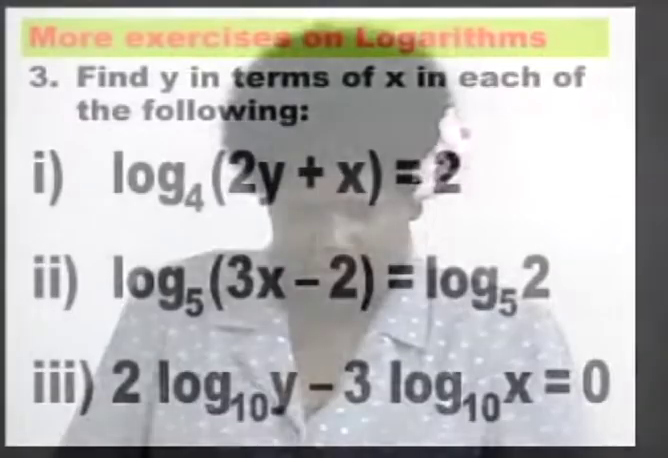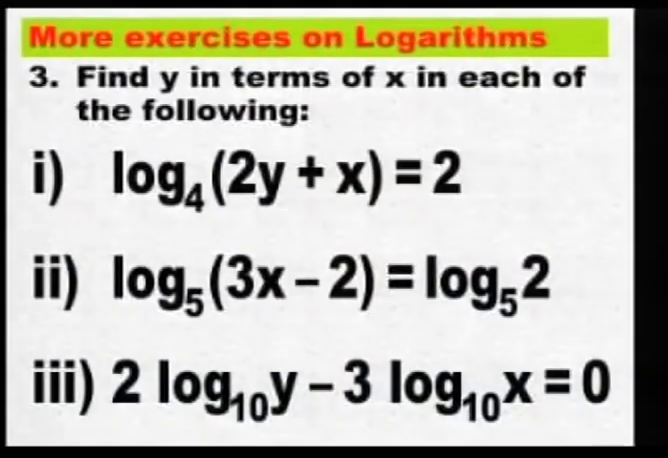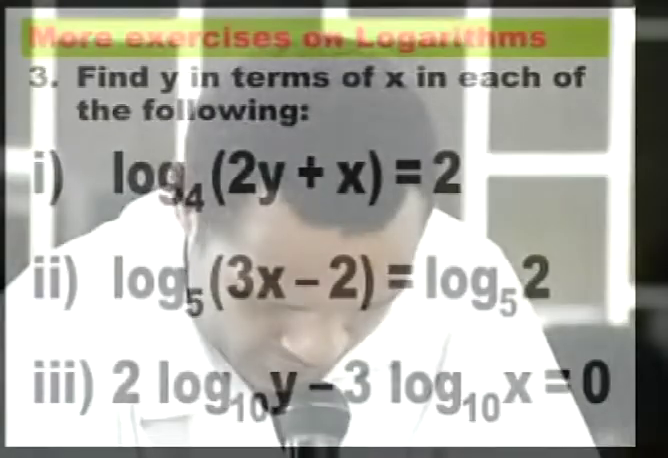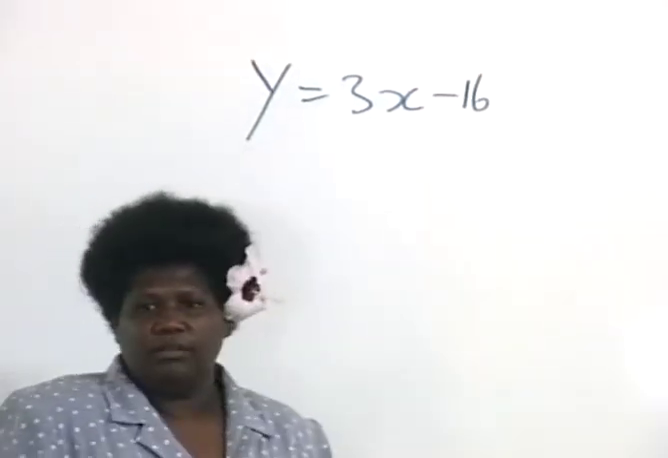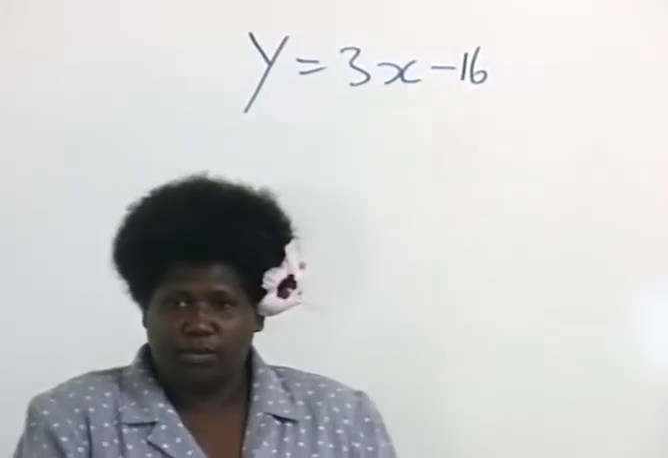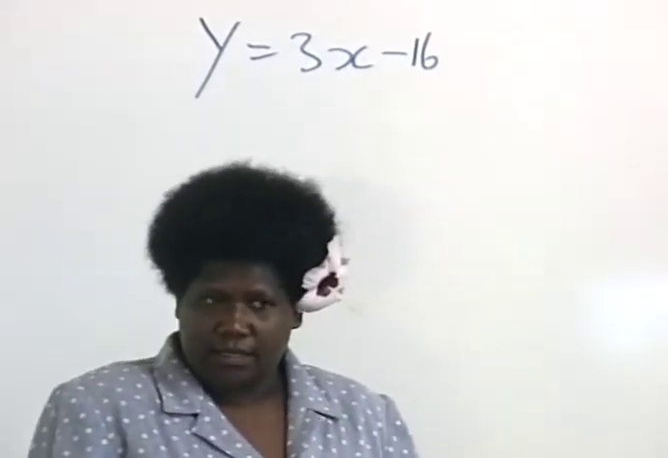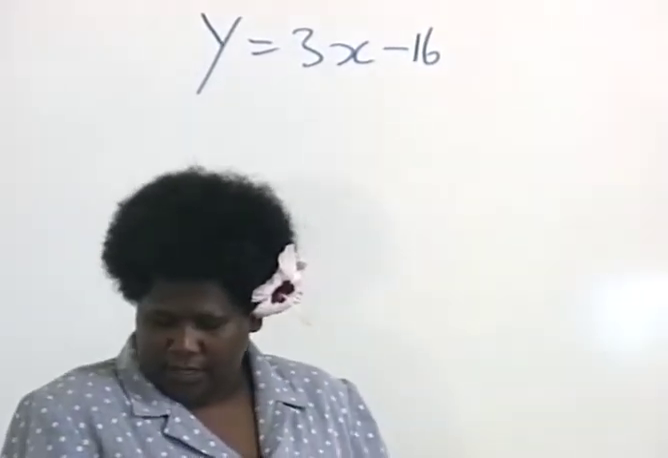Anyone with a different answer? Okay, pass the mic to Gabriel. Y equals 3x minus 16. Minus 16? Is this the correct answer now? Y equals 3x minus 16. Okay, we'll look at it later if you have any questions. Let us see. Kyle.